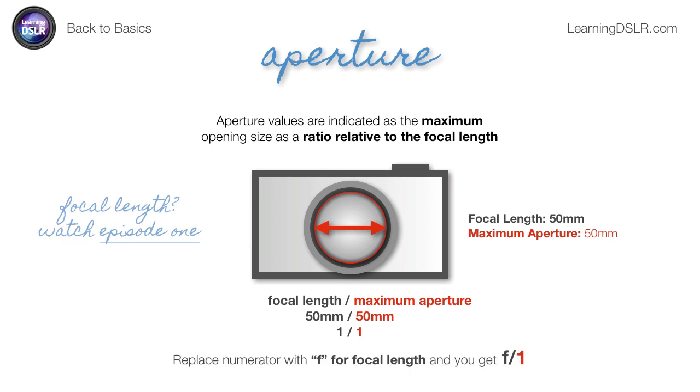Oh yes, and in the photography world, what they do is they also remove the numerator, because it's always going to be 1, and replace it with f. So it really is still just a fraction. It's just that they're replacing it with f for focal length in the numerator.